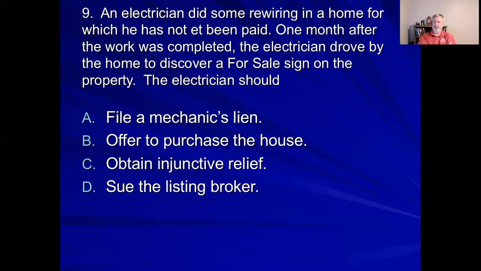And then A, the last one here, file a mechanic's lien. Y'all, that's exactly what we were talking about earlier. So if the contractor does work that has not been paid for, they need to file the mechanic's lien, right? That's what encumbers the property so that they know they can't sell it. And obviously, if you see the for sale sign in the yard, they're now trying to sell this property. That's pretty clear. And I haven't been paid. Well, guess what? I'm not going to let you sell this property until I get paid. I'm going to file this mechanic's lien. That'll stop that, which is what we're doing. So the best answer here, obviously, would be A.